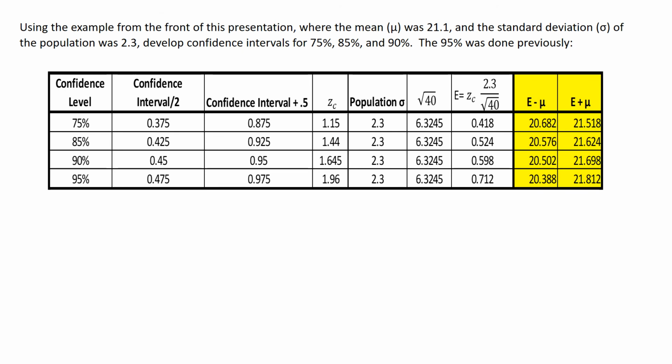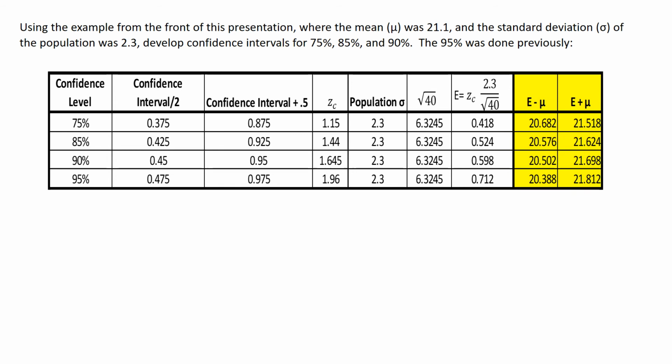I'm going to show you a little table here. We developed these for 90% and 95%. You recognize these numbers for 95%: the confidence interval 0.975, the z-score 1.96, and 1.645 for 90%. I found 85%; we can go back to the table to look. It's 1.44. And the z-score for 75% is 1.15.